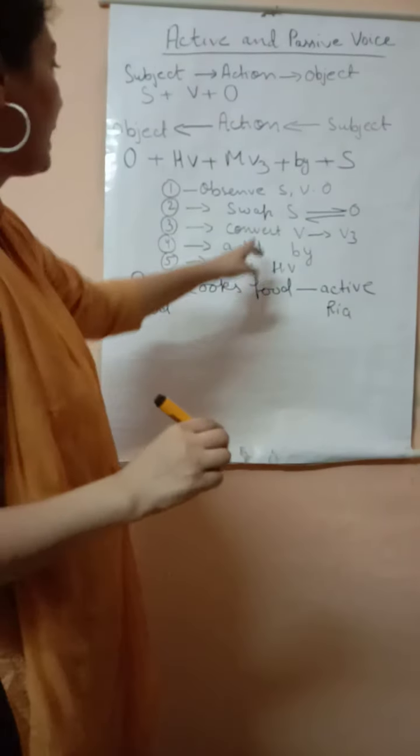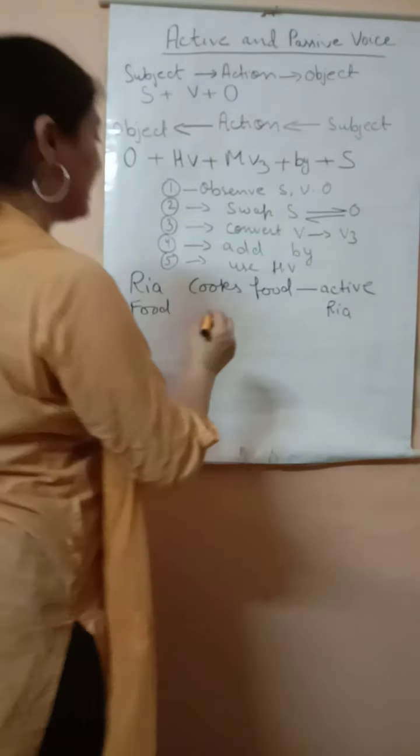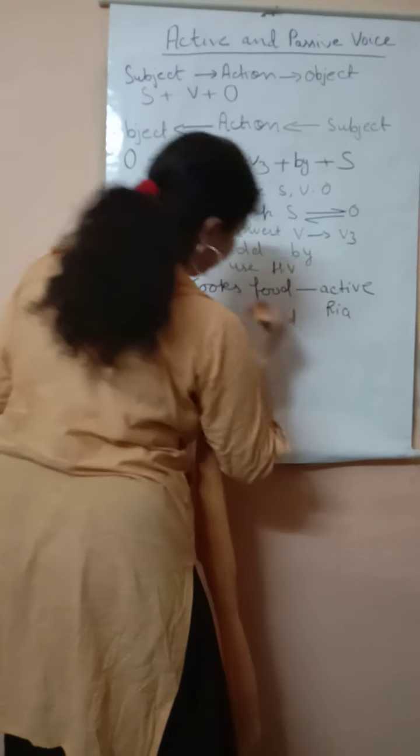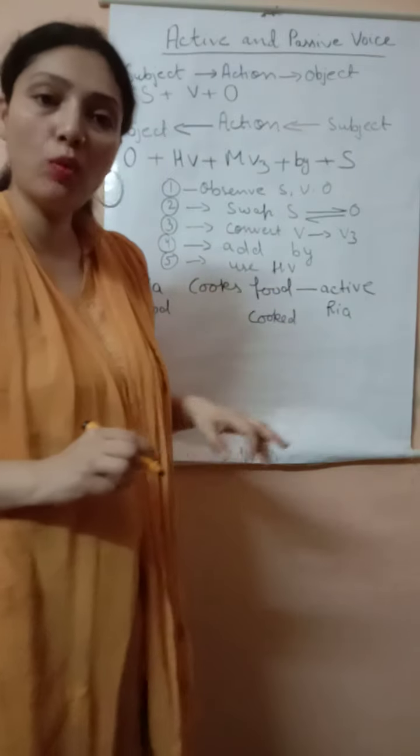Here I am going to change it according to my rule number 3. Verb into third form of the verb, that is cooked. C-O-O-K-E-D. Cooked. One more thing I have to do here. I have to use the helping verb.